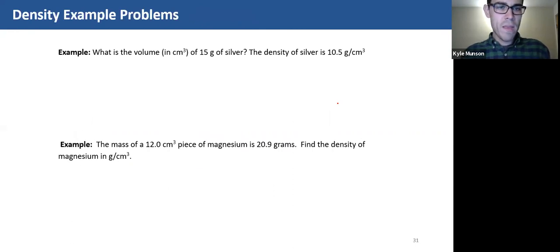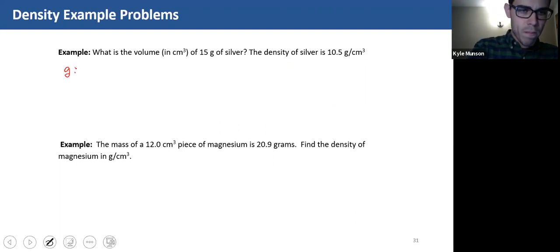So in the first example, it says, what is the volume in centimeters cubed of a 15-gram piece of silver? The density of silver is 10.5 grams per centimeter cubed. Well, again, we're going to use dimensional analysis. So we're given 15 grams. We want volume, centimeters cubed. Our per expression is going to be the density.